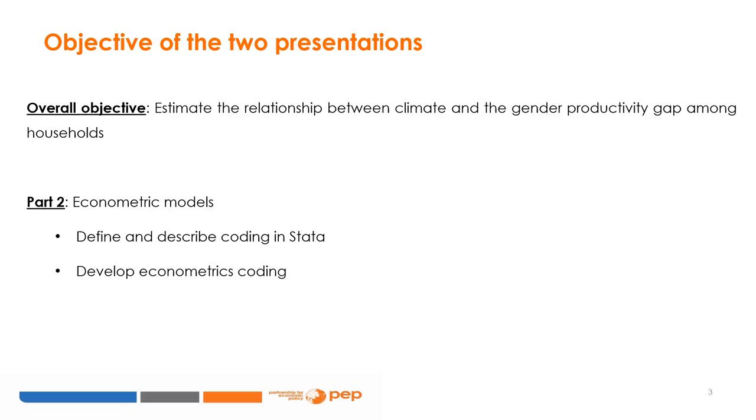In part two, we will address econometric models by estimating the causal effect of shocks and climate on the gender agricultural productivity gap, GAPG. After that, we'll define and describe coding in Stata, develop econometrics coding to estimate the contemporary relationship between climate and GAPG.